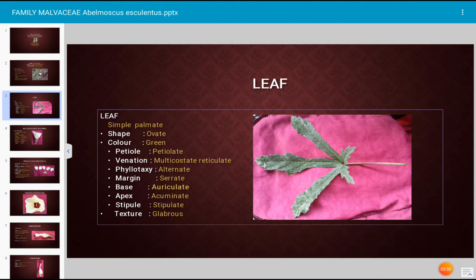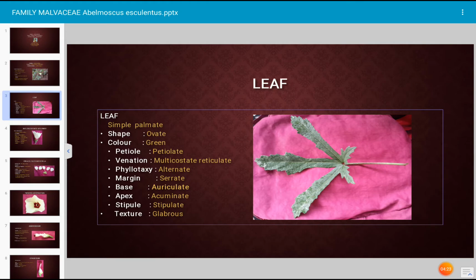Okay. And leaf apex is acuminate, meaning a tapering apex is there. Apex of leaf is acuminate. Tapering apex. Next. At the base of the leaf, a small leafy structure occurs. That leafy structure is called a stipule. And when a stipule is present in the leaf, it is described as a stipulate leaf in taxonomy.